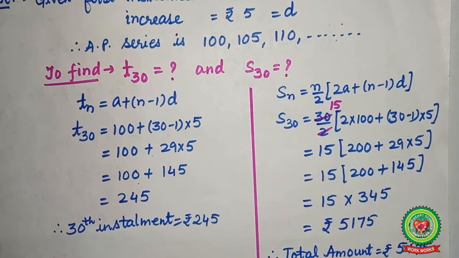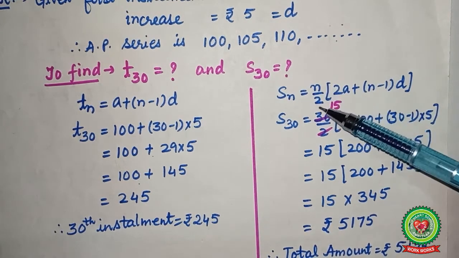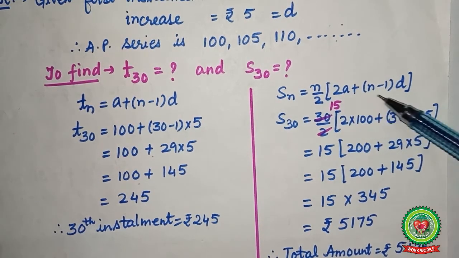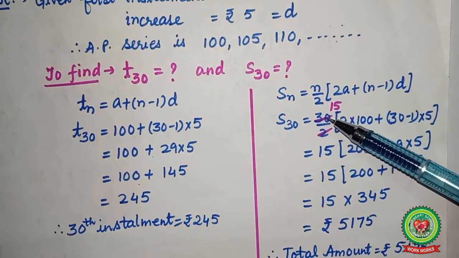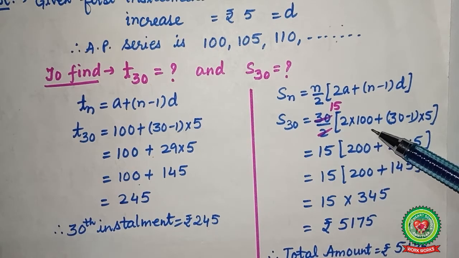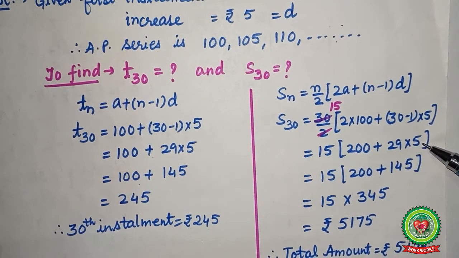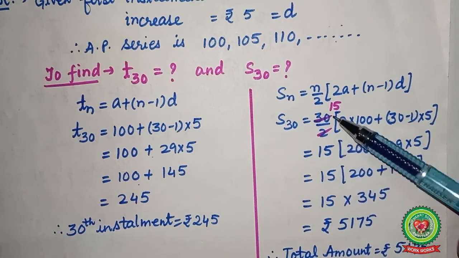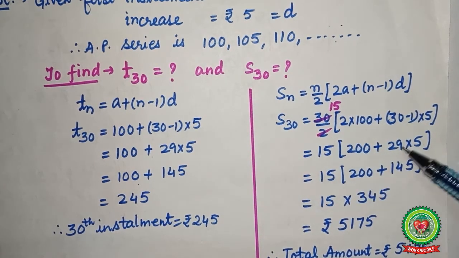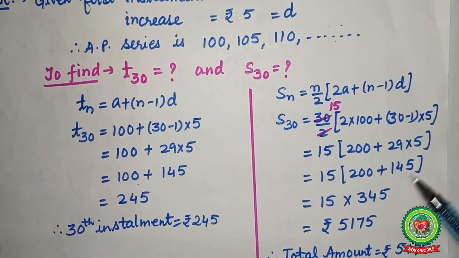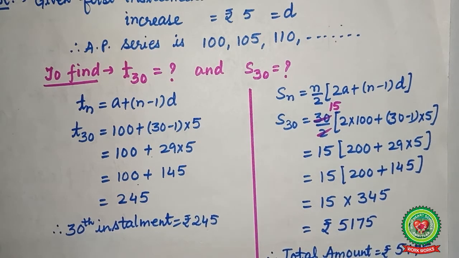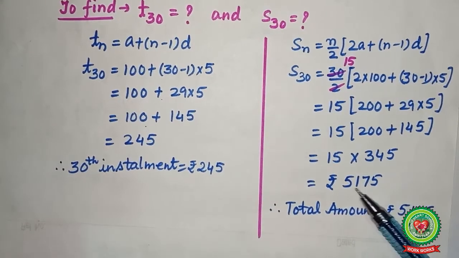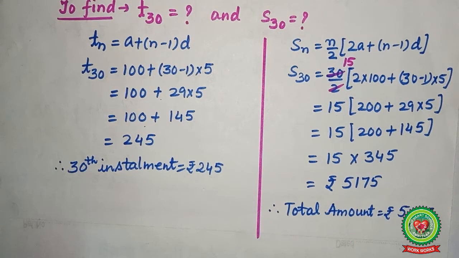Similarly, we have to find the total amount, that is Sn is equal to N by 2 multiply (2A plus (N minus 1)D). Put the value of N, A and D. We get S30 is equal to 30 by 2 multiply (2 into 100 plus (30 minus 1), that is 29, into 5). So on cutting we are left with 15 into (200 plus 145). So on adding, 345, and multiplying with 15 we will get the total amount paid, that is rupees 5175.